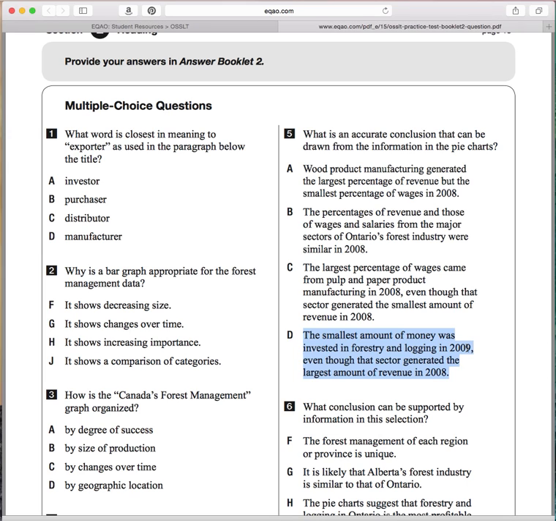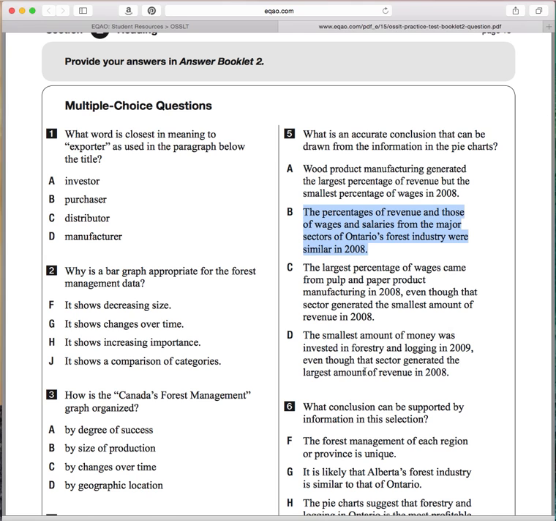D, the smallest amount of money was invested in forestry and logging in 2009. That's true. It is the smallest portion, the smallest sector. But even though that sector generated the largest amount of revenue, that's not true. It generated the smallest amount of revenue. It's the smallest sector. So by process of elimination, B is correct because all of these other ones are extremely incorrect.